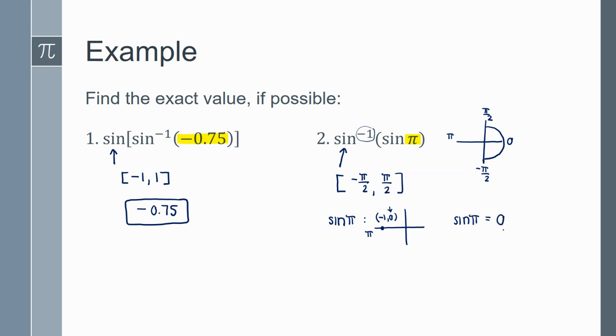So I am going to then be able to replace that sine of pi with the number 0. So now my problem is that I have the inverse sine of 0. Okay, 0 does fall within the interval of -π/2 to +π/2. It's just 0. Okay, so that would be my answer.